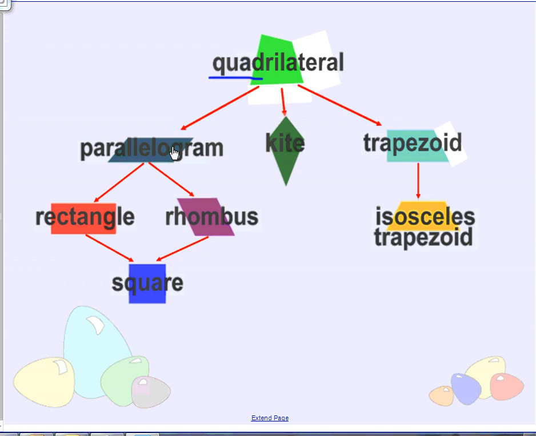We have parallelograms, which then from parallelograms we get rectangles and rhombuses, and from those two things we get squares. We can also get a kite from a quadrilateral, its own little entity. Then we can get trapezoids from a quadrilateral, and from trapezoid we can actually get an isosceles trapezoid, which is what you normally see when a trapezoid is symbolized as you were growing up. You were actually looking at an isosceles trapezoid, not just a trapezoid.